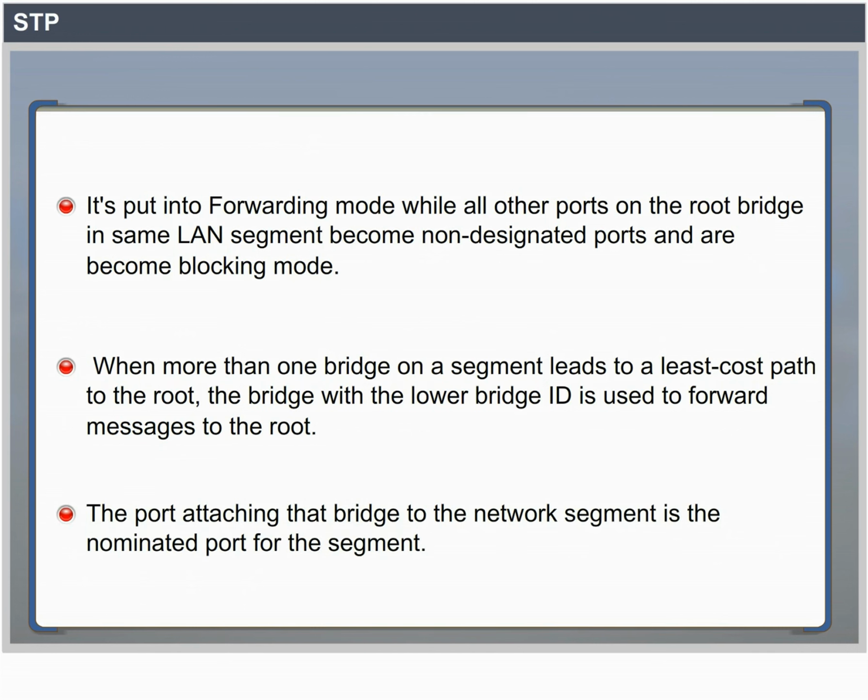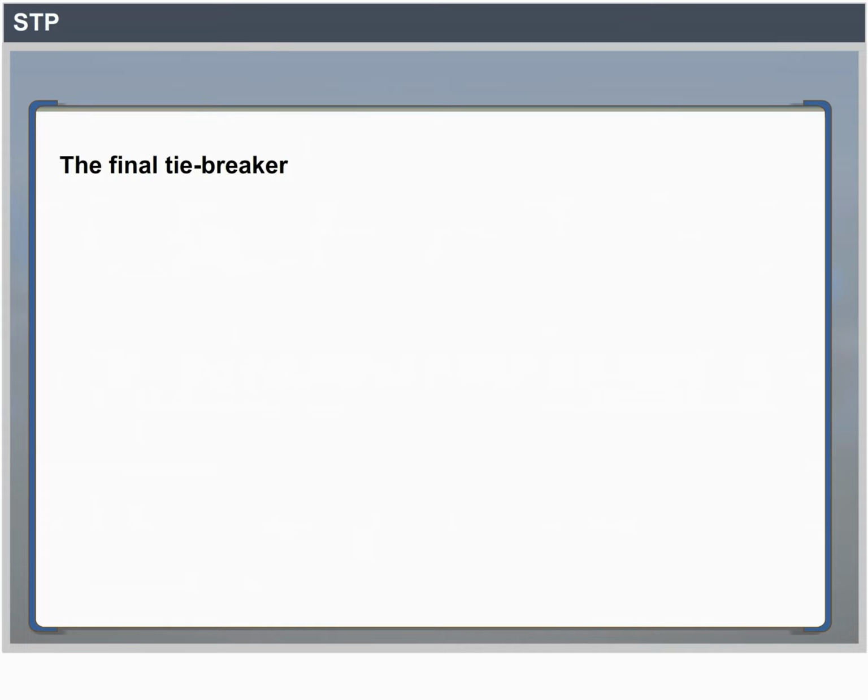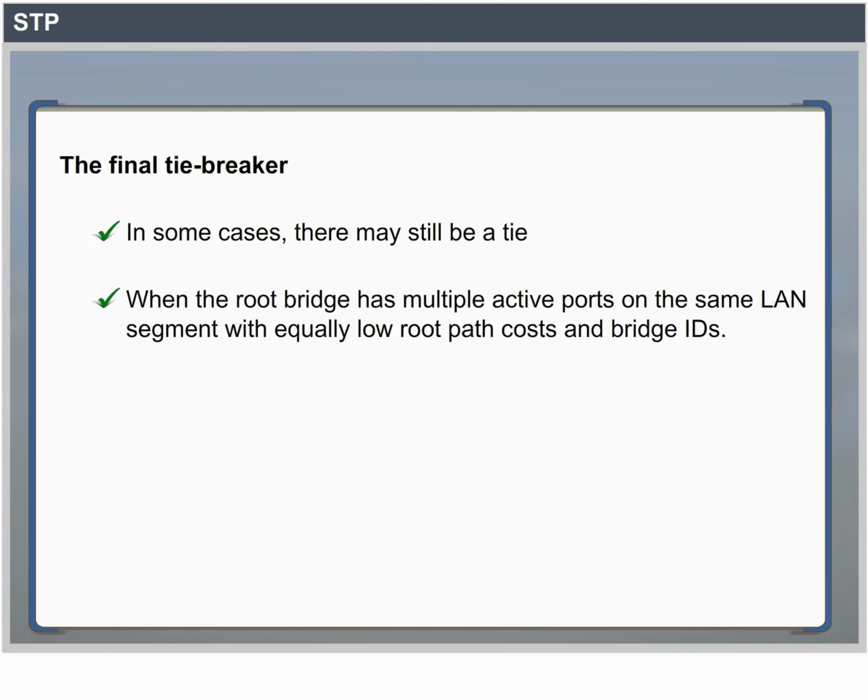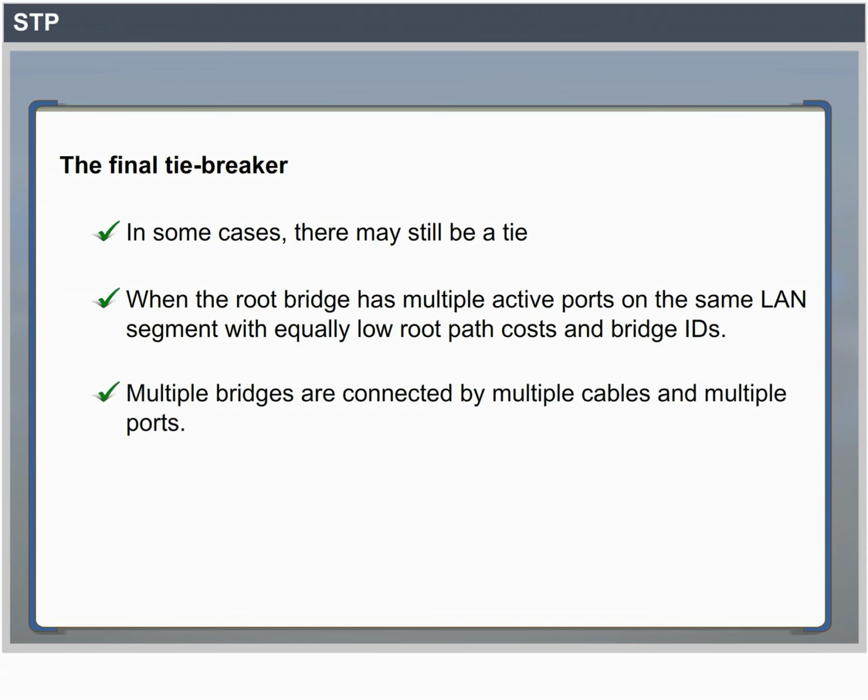The final tie breaker. In some cases, there may still be a tie. When the root bridge has multiple active ports on the same LAN segment with equally low root path costs and bridge IDs, multiple bridges are connected by multiple cables and multiple ports. A single bridge may have multiple candidates for its root port.